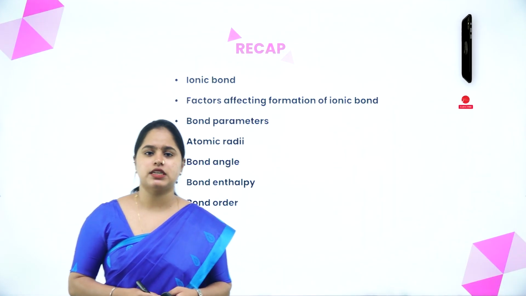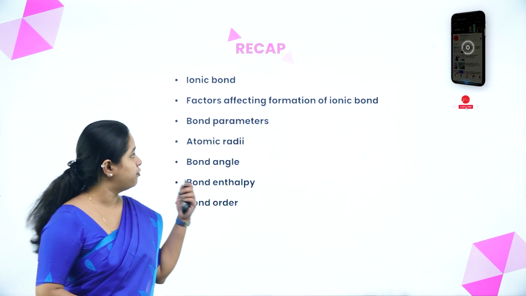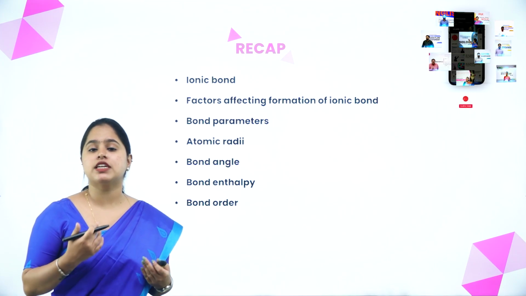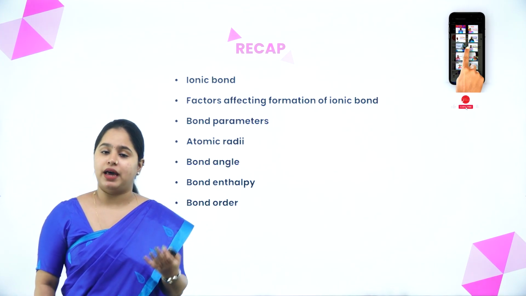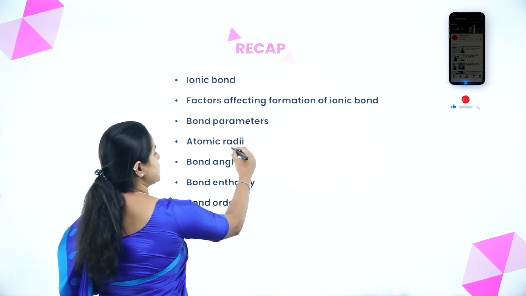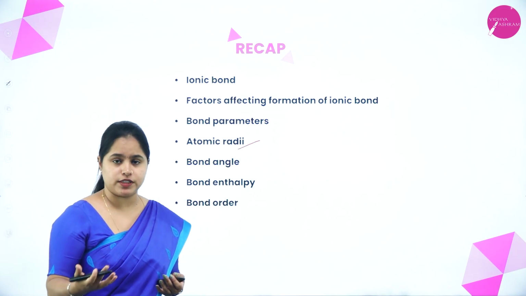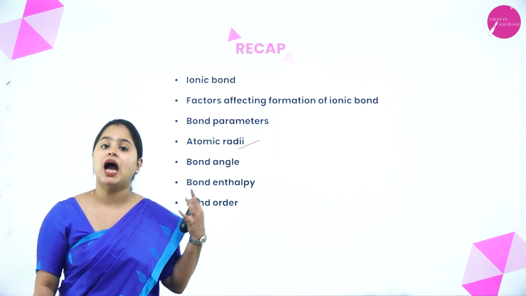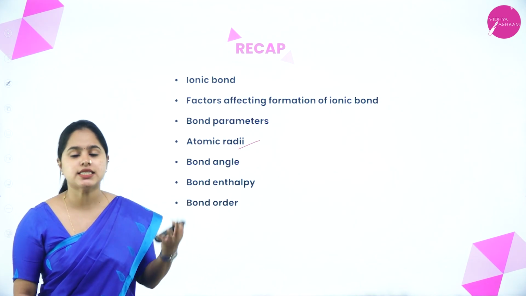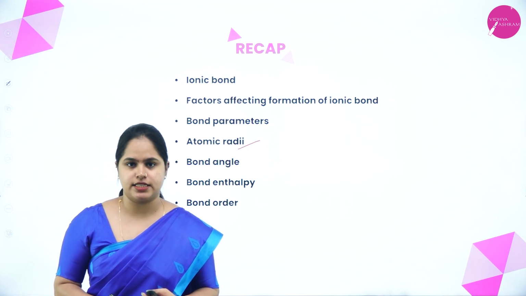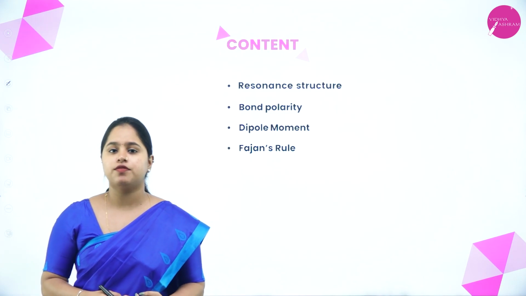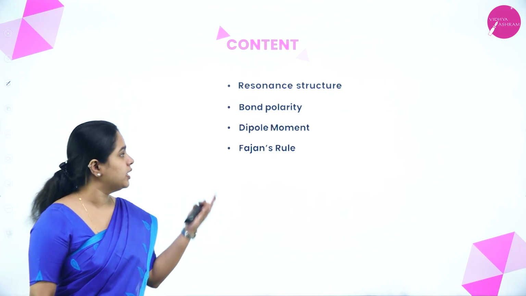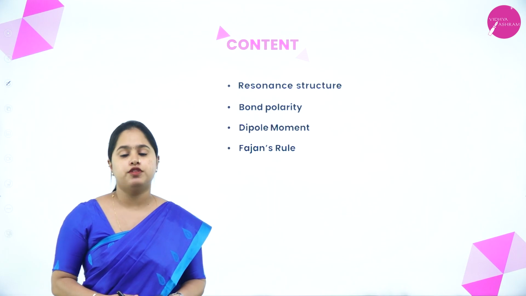So in the last session, we discussed ionic bond and the factors affecting its formation, right? And then we discussed the bond parameters in detail: atomic radius, the different types of atomic radii, and then bond angle, bond enthalpy and bond order, and how they are interlinked with each other. So in today's session, we'll be discussing resonance structures, then bond polarity, dipole moment and finally Fajan's rule.